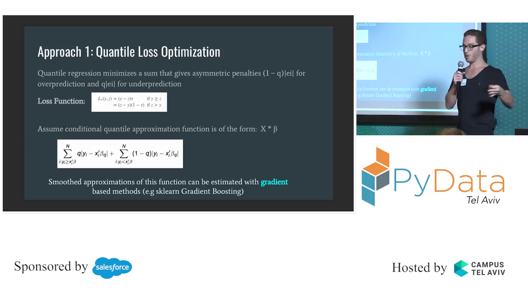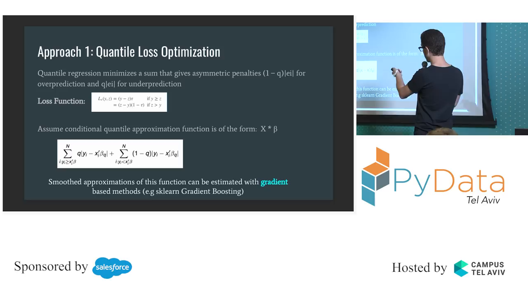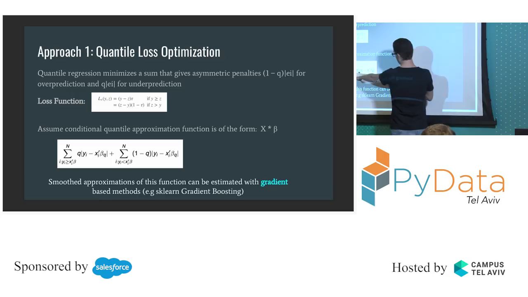The intuition is that we want to take our predictions to various places of the distribution to get a better understanding of the whole distribution. Let's assume, for the same quantile, that our quantile approximation function takes the form of some feature vector times some parameter vector beta. The loss function takes exactly the same form, with the quantile times the under-prediction error plus 1 minus the quantile times the over-prediction errors.